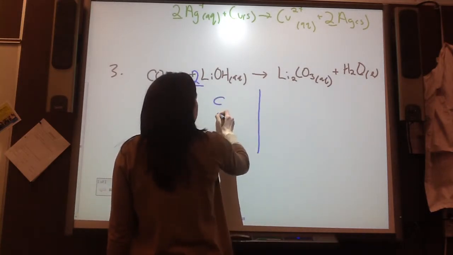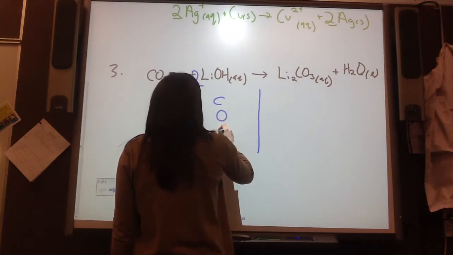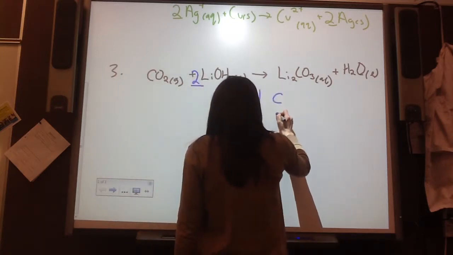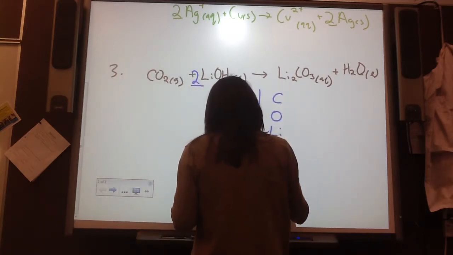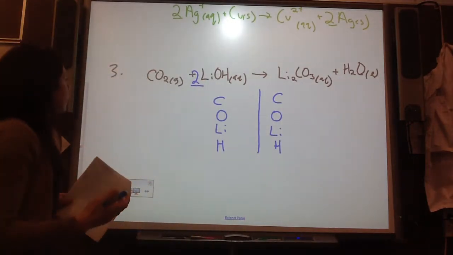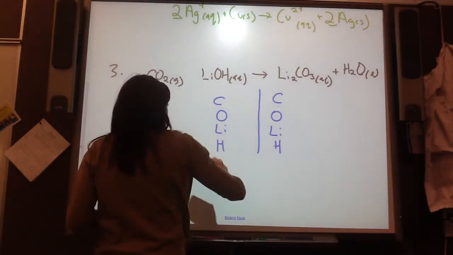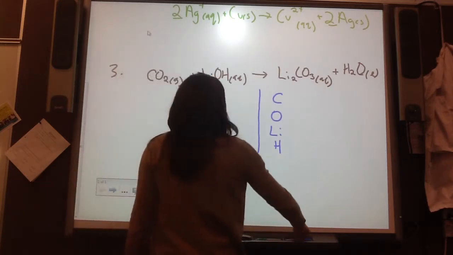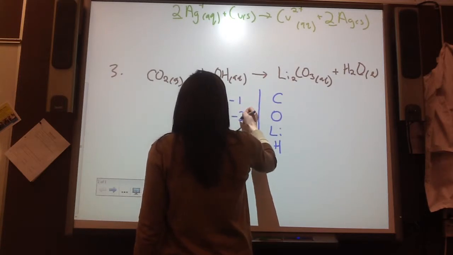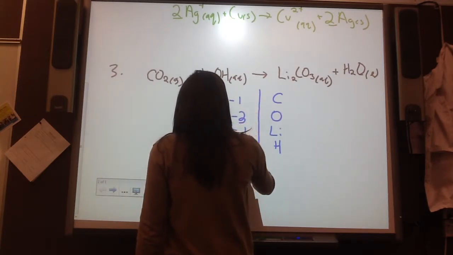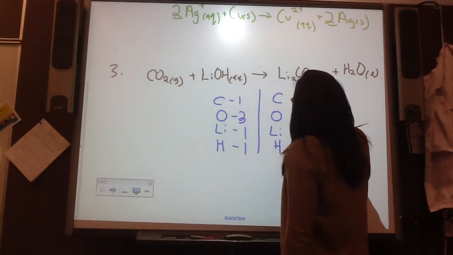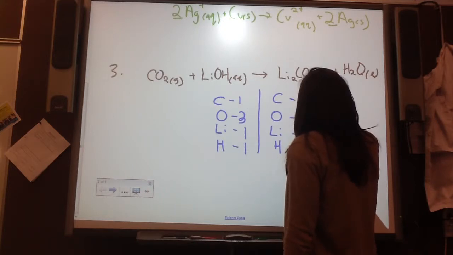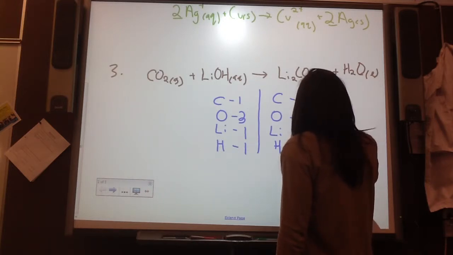So let's break our C's and our O's down, I guess. Maybe, I think we'll have to break everything down. It's just hard to visualize it. So I'm just going to take this out and start from scratch. On this side I have 1 carbon, 3 oxygen, 1 lithium, and 1 hydrogen. This side I have 1 carbon, 4 oxygen, 2 lithium, and 2 hydrogen.